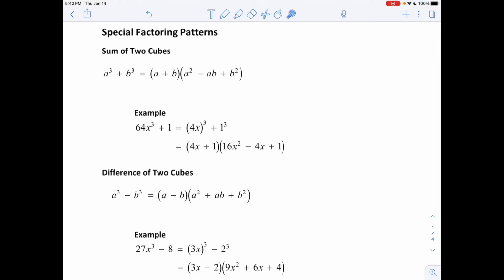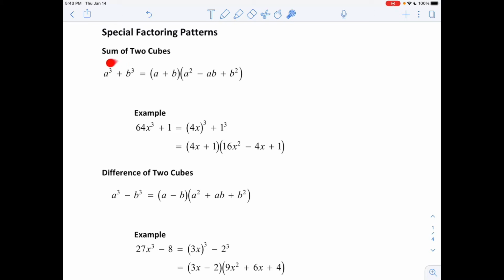Next, I want to go over a couple of special factoring patterns that we may run across. The first is a sum of two cubes. So this would be something in the format of this is a perfect cube here, this is a perfect cube here, and we have a plus sign between them. So we are taking the sum of two cubes.